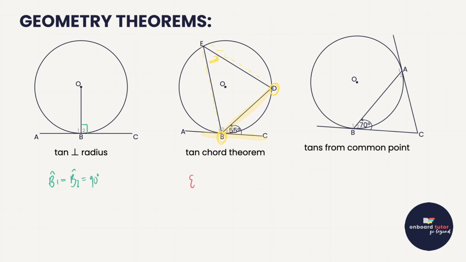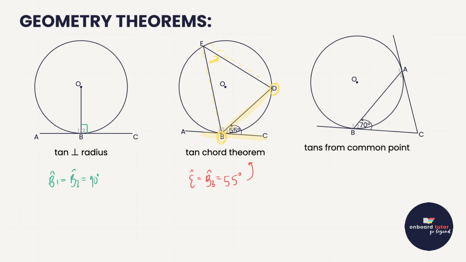So angle E is equal to angle B3, which we are told here is 55 degrees, and the reason, tan chord theorem. Okay, please, you're going to lose so many marks if you don't remember to say statement and reason. I'm just not rewriting them because they are already written there.